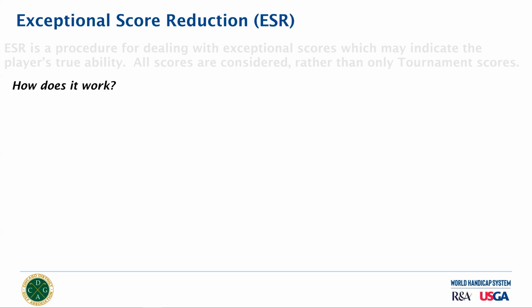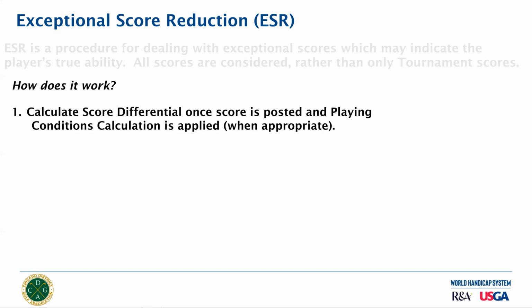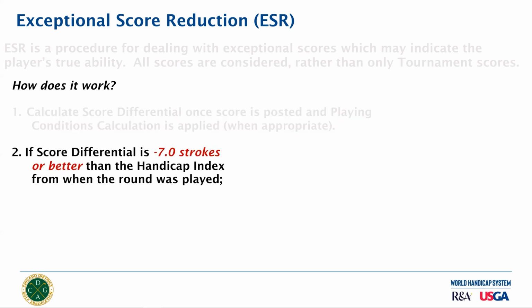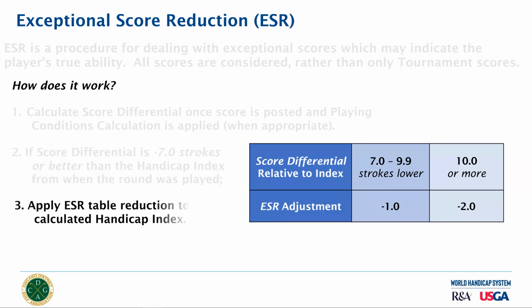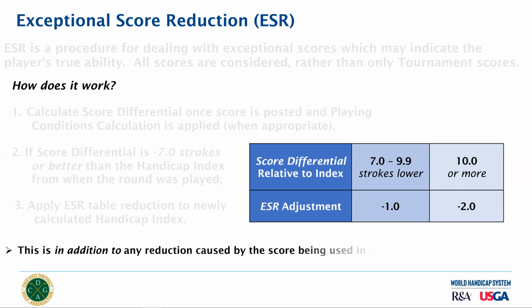How does it work? So the score differential is calculated. Once it is, the playing condition calculation is applied when appropriate. If that score differential is 7 strokes or better than the handicap index from when the round was played, the ESR adjustment is a -1. You can see it in the chart here. If it is 10 shots or more better, there is an ESR adjustment of -2. And this is in addition to any reduction caused by the score being used in the updated 8 of 20 calculations.